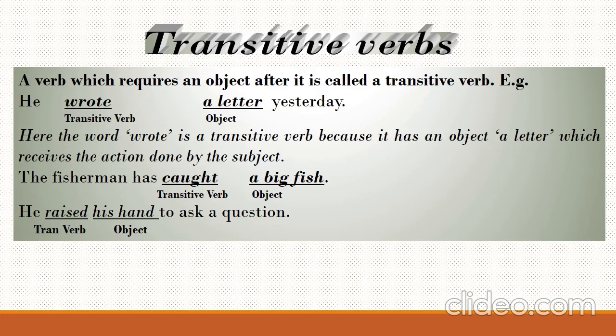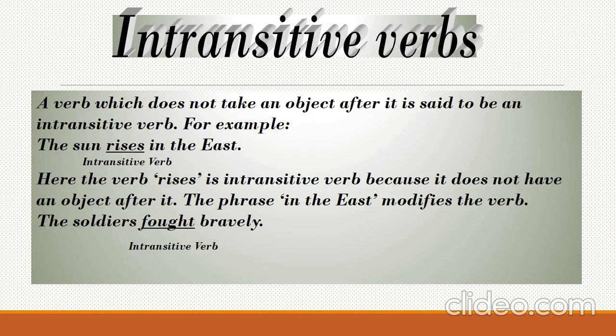Now transitive verbs. A verb which requires an object after it is called a transitive verb. For example, he wrote a letter yesterday. Here the word wrote is a transitive verb because it has an object, a letter, which receives the action done by the subject. The fisherman has caught a big fish. Caught is transitive verb and a big fish is an object. He raised his hand to ask a question. Raised is a transitive verb and his hand is an object.